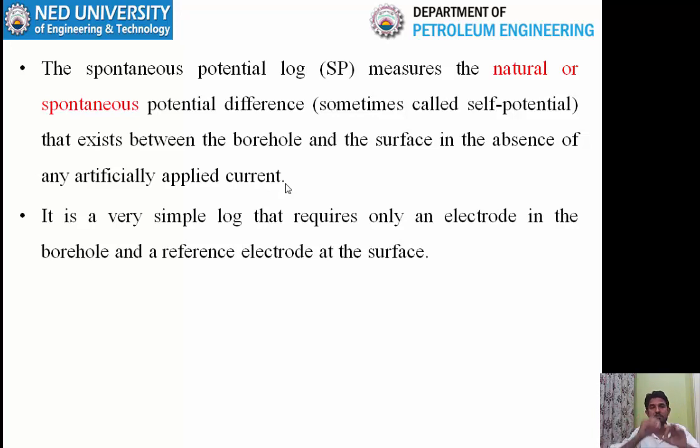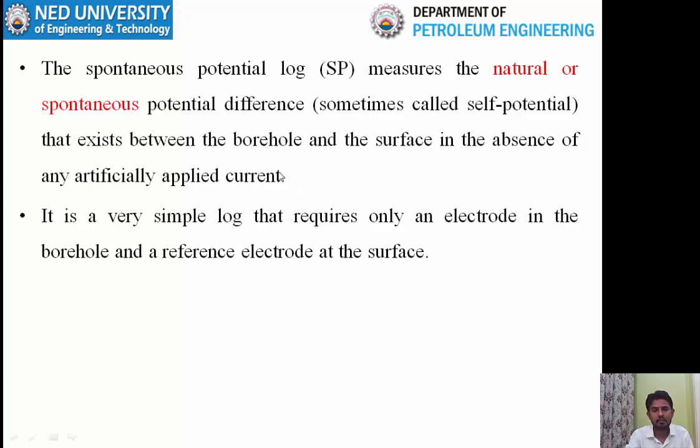So basically we are measuring the natural current or the natural spontaneous potential, and the tool only has a detector which measures this natural current, which is obviously very small. So the unit of the SP log is millivolt, because we are measuring the current in terms of voltage. The unit is very small because the natural current that is being generated in the borehole is very small.